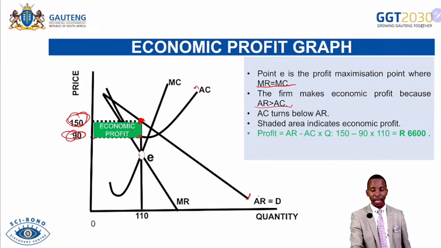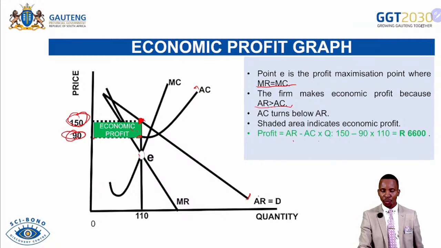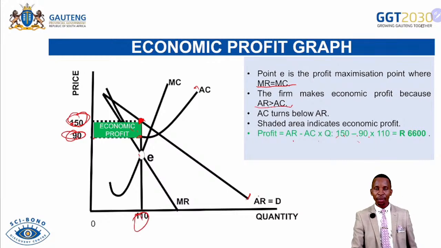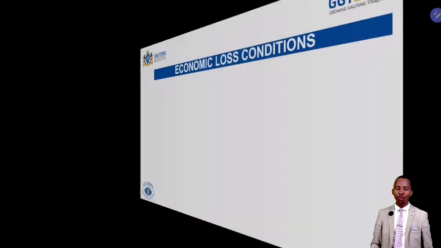So the profit is calculated as AR minus AC times Q, which is 150, which is this one, revenue, minus 90 times the quantity, which is 150 minus 90 times 110. This is the quantity. Then it's 6,600. The firm is enjoying supernormal profit.